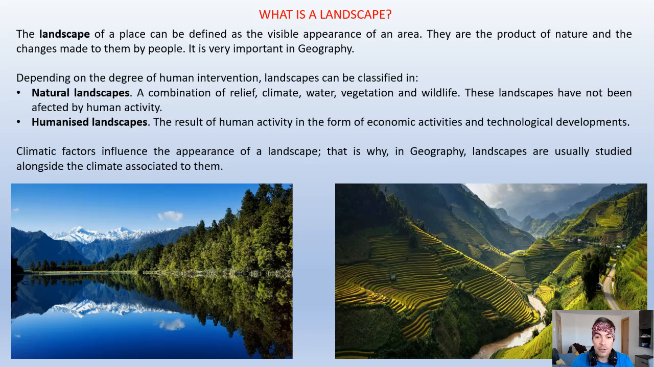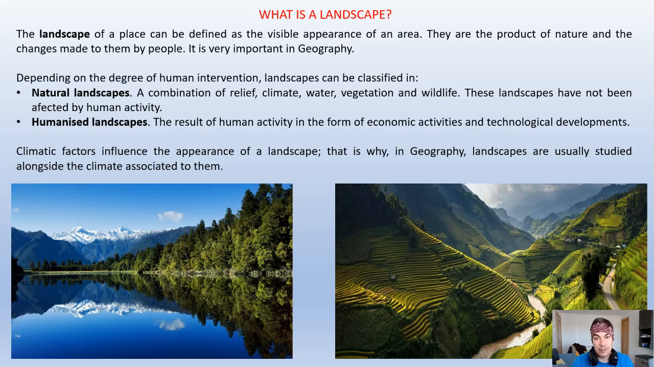Here we have two photographs. On your left, you have a natural landscape, which is really easy to determine. And on your right, you have a humanized landscape. Why? Because, okay, we have a valley here and a river, which are natural elements, but it is very transformed, it is very affected by the human activity. For example, here in the hillside, we have a terrace farming, and we have here a road and some little buildings, etc.